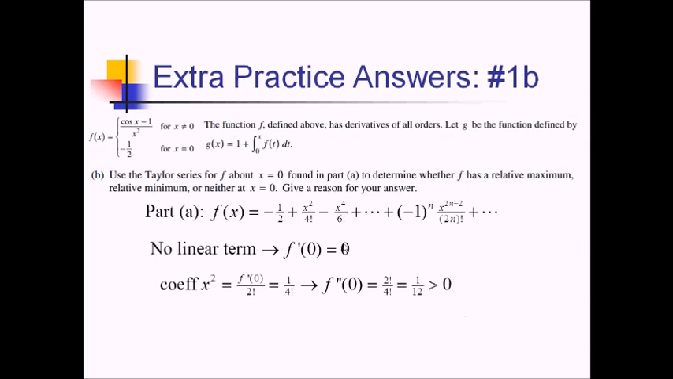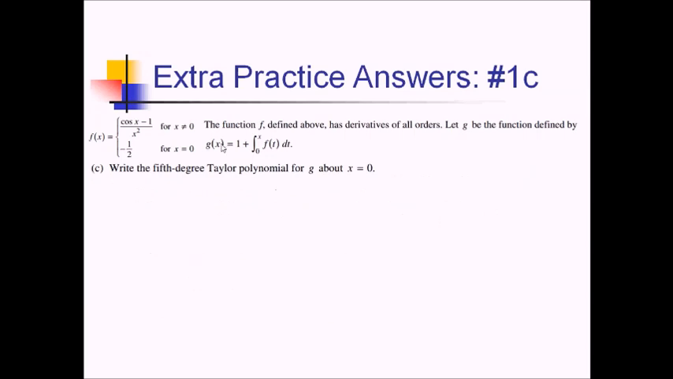Since my first derivative is 0 and my second derivative is positive, that means I'm at the turnaround spot on a function that is concave up, which means I must be at a minimum. So I can conclude, therefore, that f has a relative minimum at x equals 0 by the second derivative test.